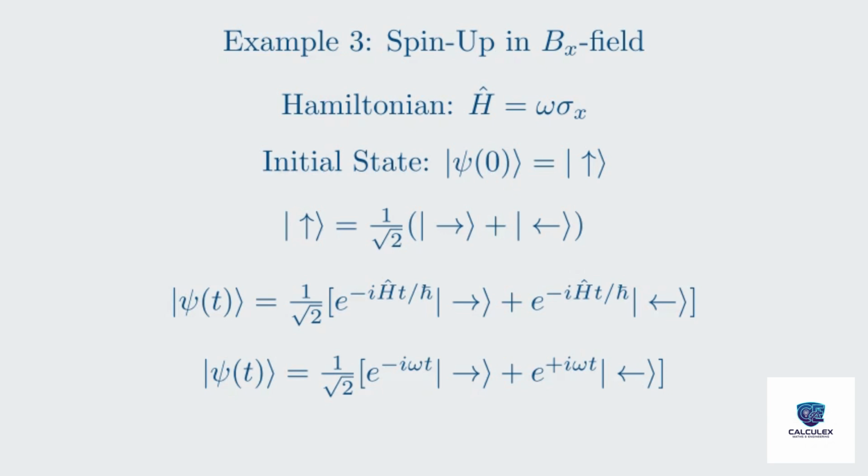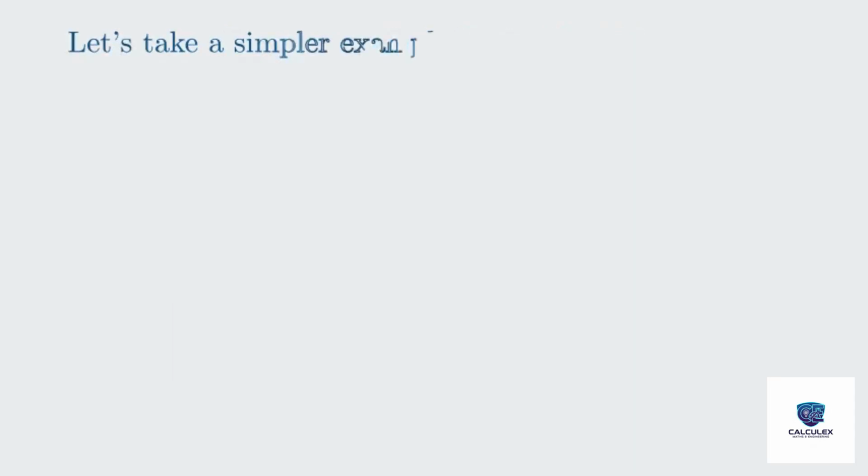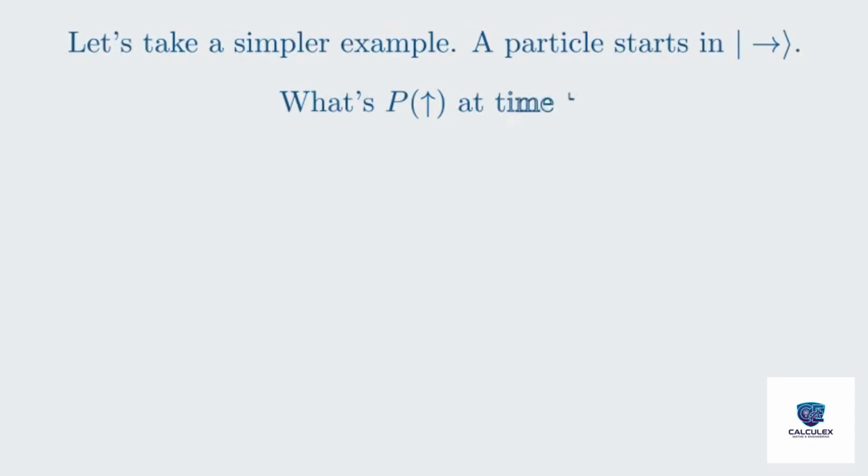No, wait, if t equals pi over 2 omega, then omega t equals pi over 2. So we have e to the power of negative i pi over 2, which is negative i, and e to the power of positive i pi over 2, which is i. This gives us a state that is multiplied by i. It is physically the same state. My apologies again for the calculation error. Let me use a simpler example.